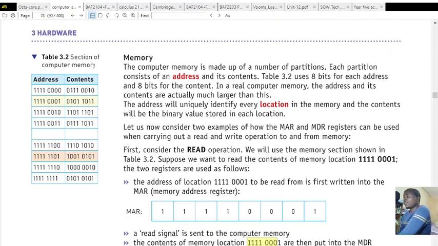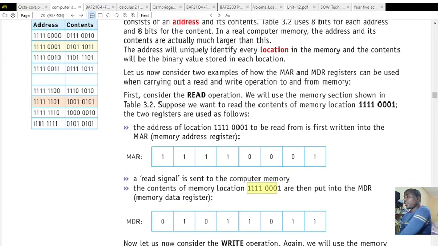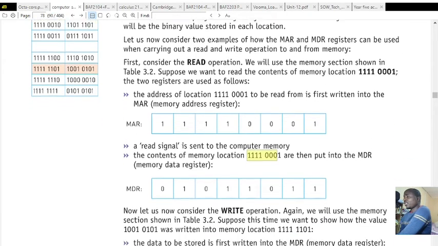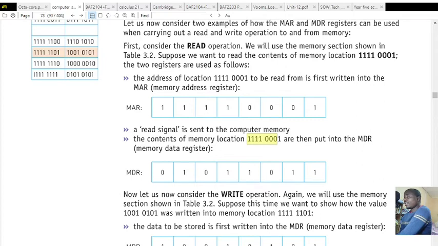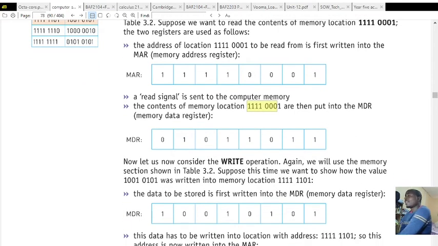Now let us consider the write operation again. We will use the same memory addresses. In this case, we are talking of the memory location where data is found, and also of the registers. Registers are also just a special kind of memory that we use in a computer. So now let us consider what we call a write operation. We'll use the same section again.